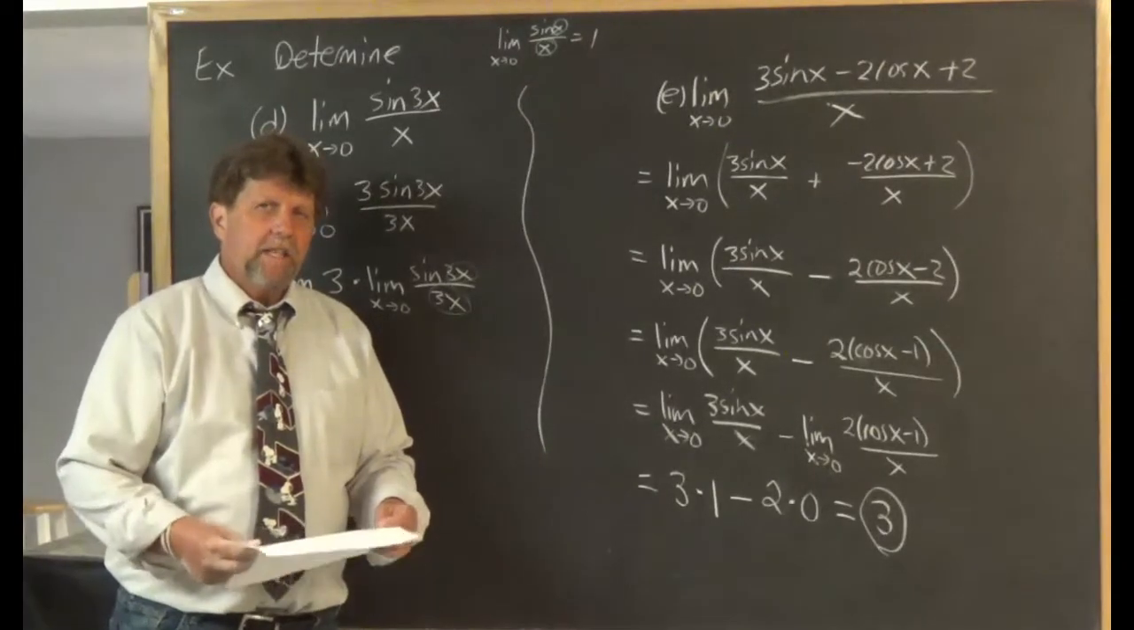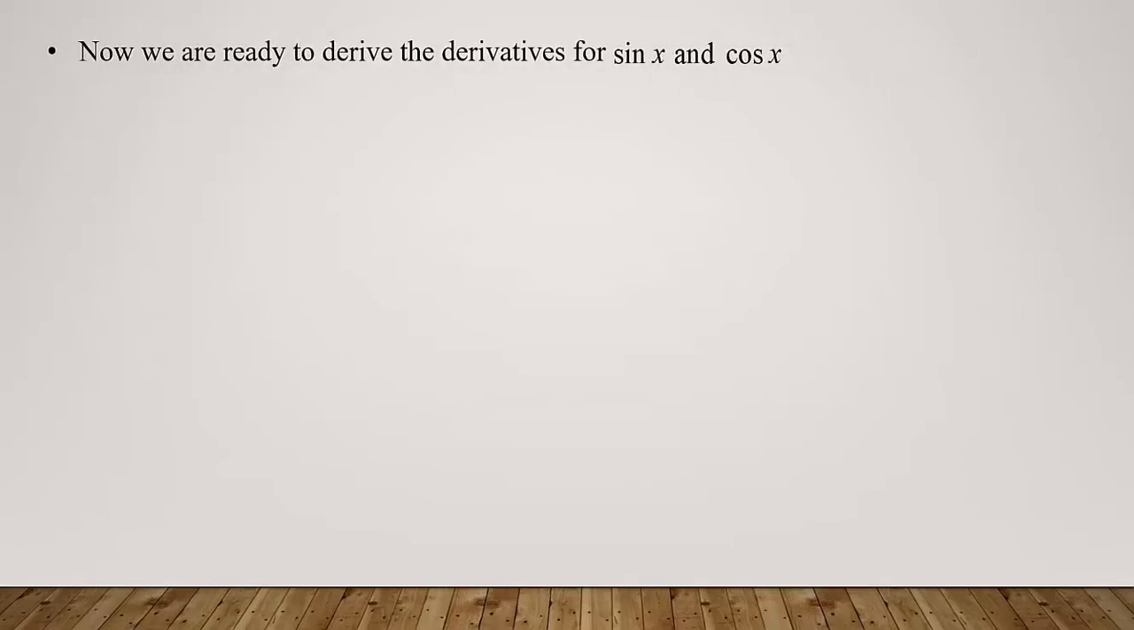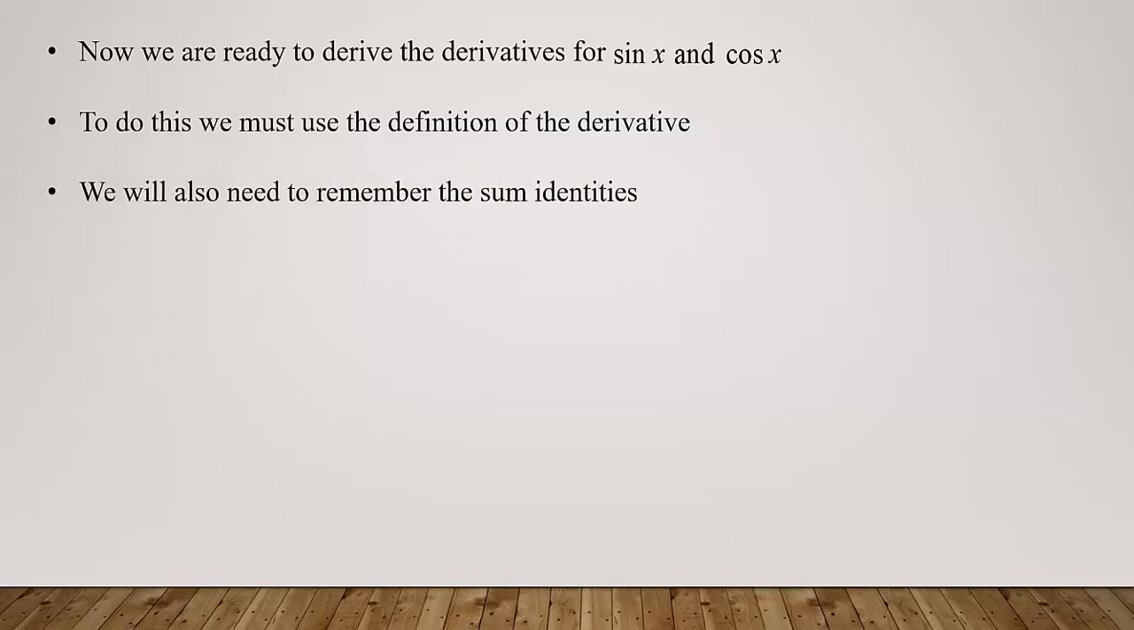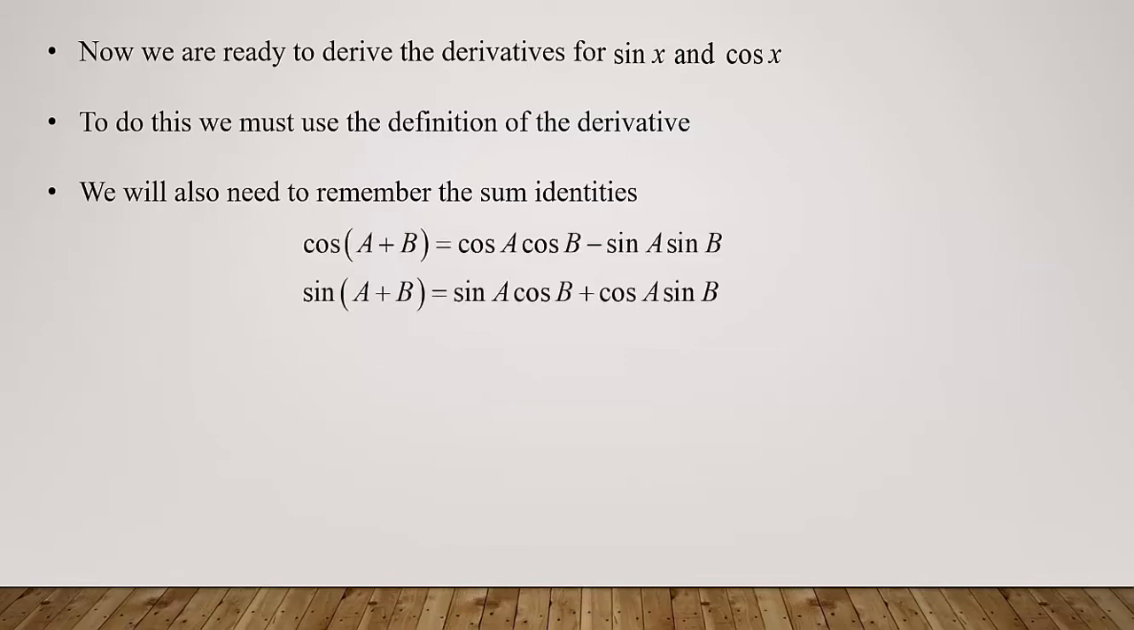Hey folks, let's head back to the slides and see where this is leading us. All right. Now that we have these 2 special trig limits, we are ready to derive the derivatives for sine x and cosine x. In order to derive these derivatives, we have to use the definition of the derivative. And there's also something else we need to remember: the sum identities from trigonometry. So remember, the cosine of a plus b is equal to the cosine of a times the cosine of b minus the sine of a times the sine of b.